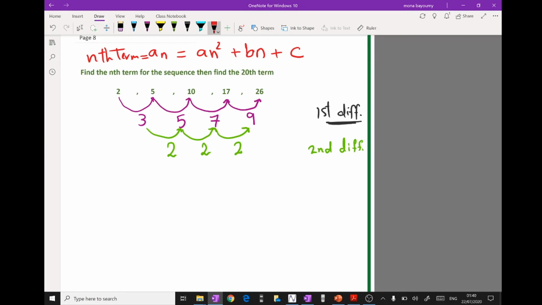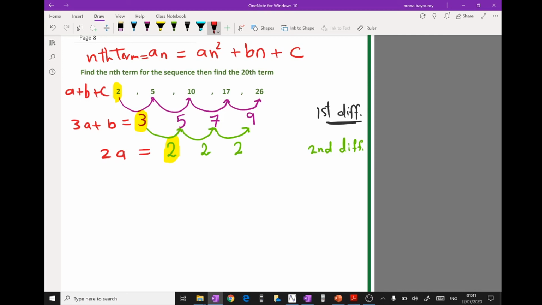a, b, and c are constants. So I have to find the value of a, the value of b, and the value of c. How can we find the value of a, b, and c? I will use the three numbers: the second difference, the first term in the first difference sequence, and the first term. Okay, and just write your equations. 2 equals 2a, 3 equals 3a plus b, 2 equals a plus b plus c.